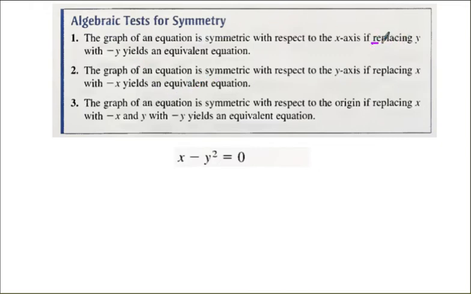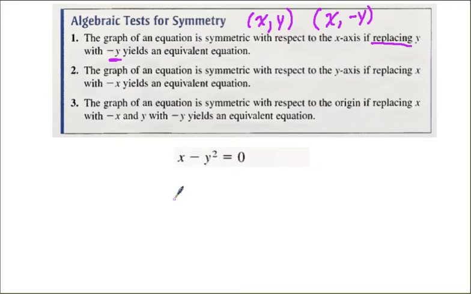So these are important things. Y with negative y yields the same thing, right? And we saw that before when we had this type of symmetry. If I had x, y, I know that x, negative y should also be true. So when I substitute these in, I should end up with the same result.